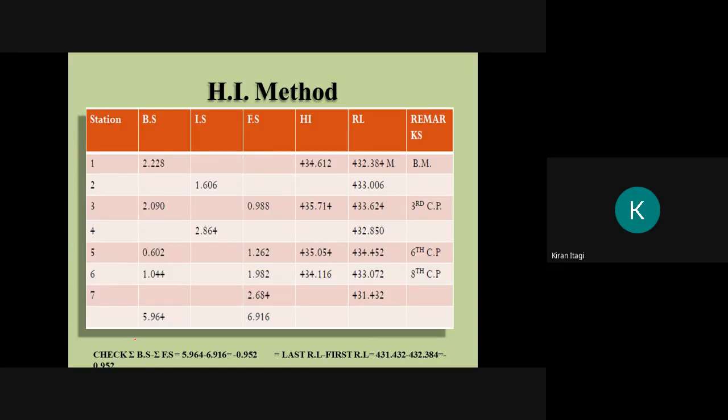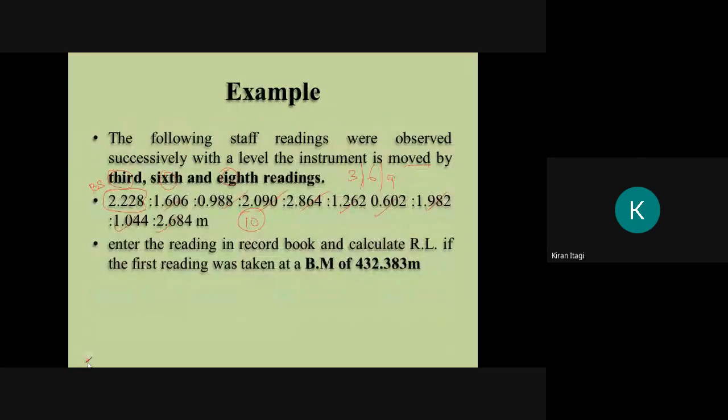Okay, I hope you have taken the tabular column like this. Now, do write along with me. Okay, so he is saying that the third, sixth, and eighth readings are the change of point.